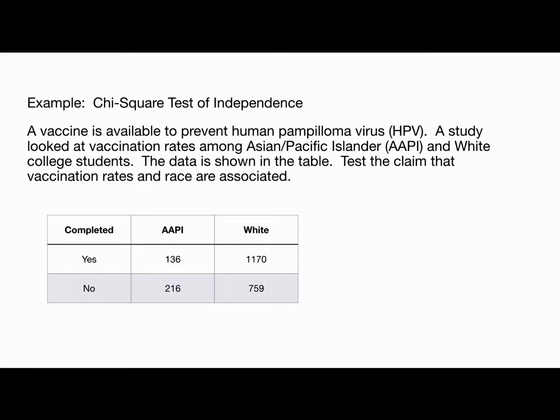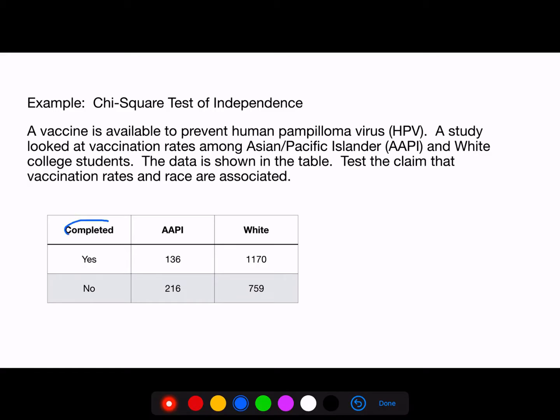So we have two categorical variables: the vaccination rates, so whether they completed the virus vaccination, and the race of the students. In this case, we're looking at AAPI students and white students. And we want to know if those two categorical variables are associated. So that calls for a chi-square test.